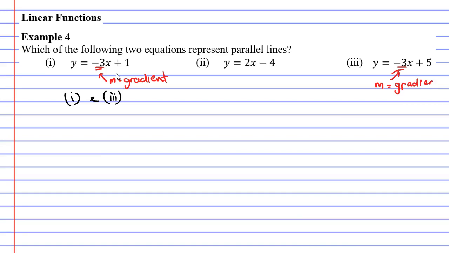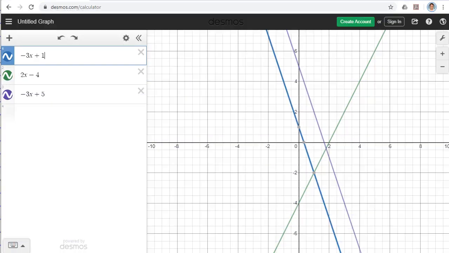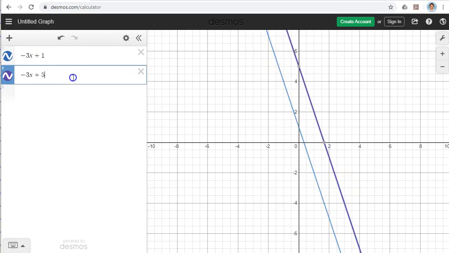So why would that make them parallel? Well, if we bring up our graph again, let's get rid of the green line and just focus on the parallel ones. The reason they are parallel is because they have the same gradient. And gradient really just tells you the slope of the graph. So if they both have the same slope, then they would have to be parallel.